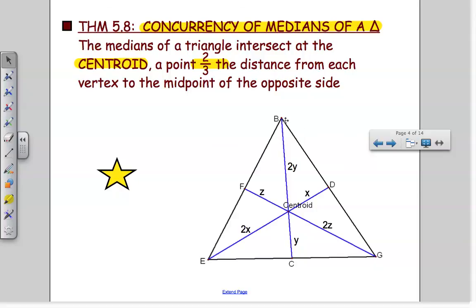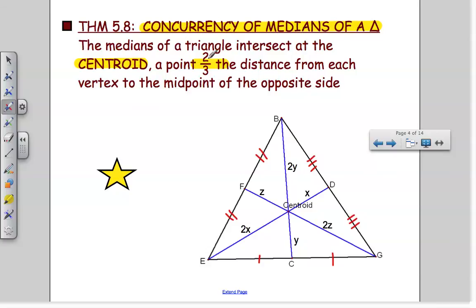First of all, I want to point out that these are medians. That means that C is the midpoint of this side, and so this blue line is a median. F must be the midpoint of this side, so I know these are congruent. And this blue line is a median because it goes from vertex G to this midpoint F of this side. And finally, D is another midpoint of side BG in this case, so these segments are congruent. And our last median goes from vertex E to the midpoint D of the opposite side.